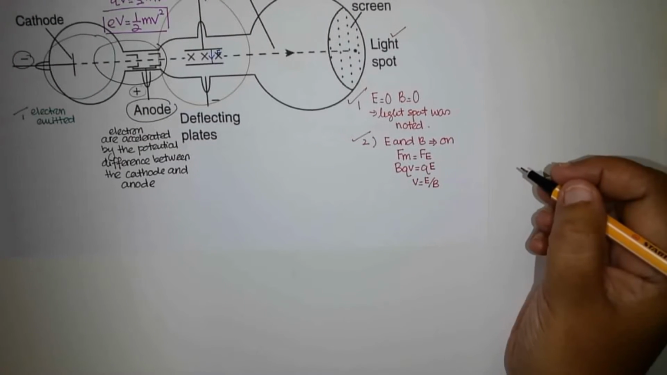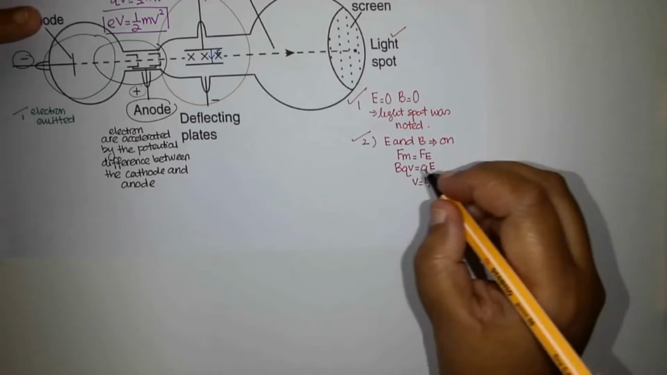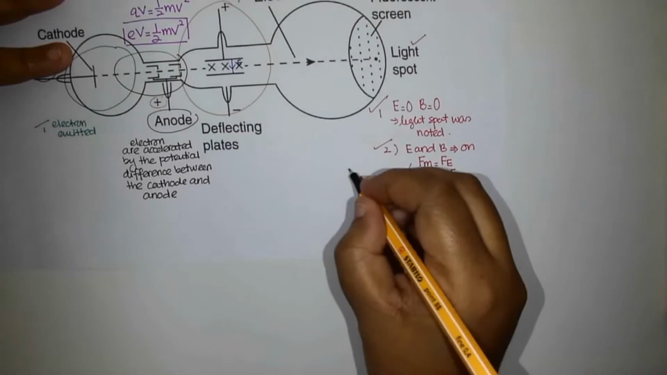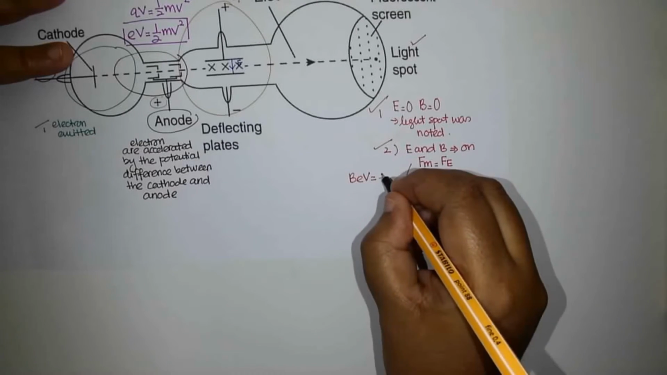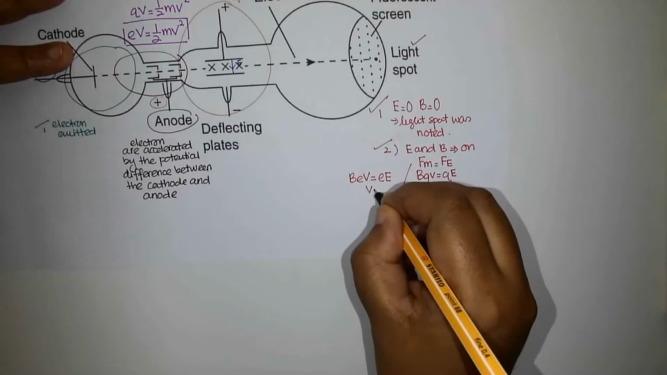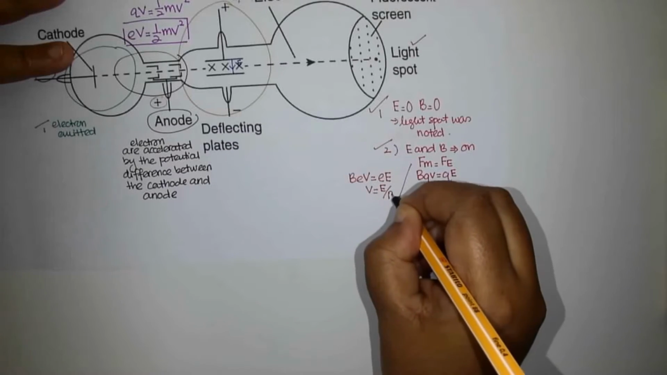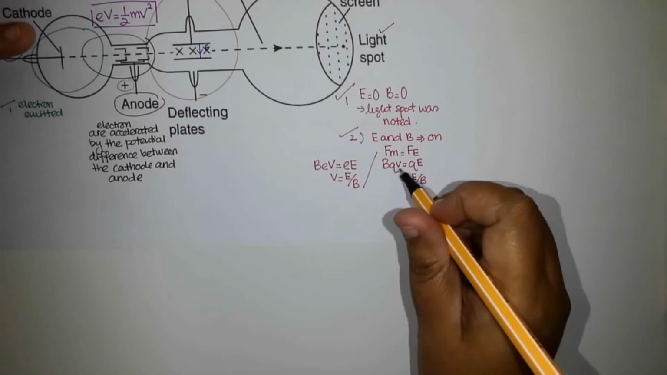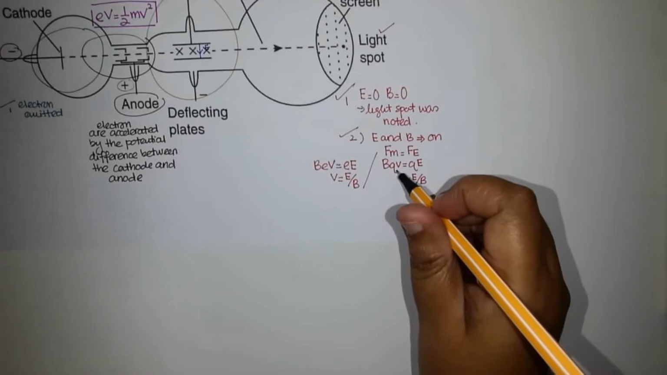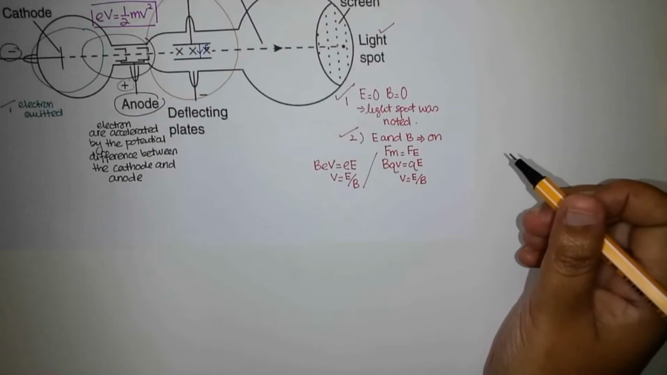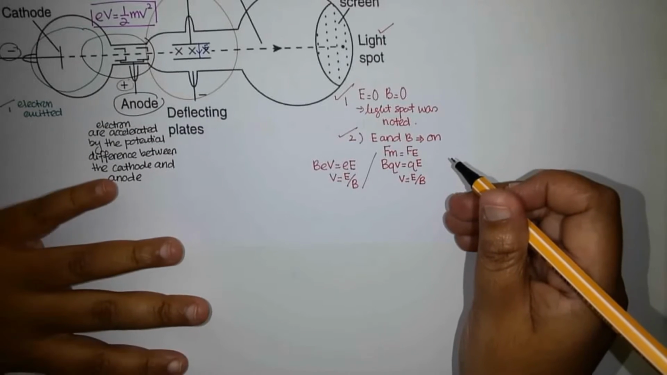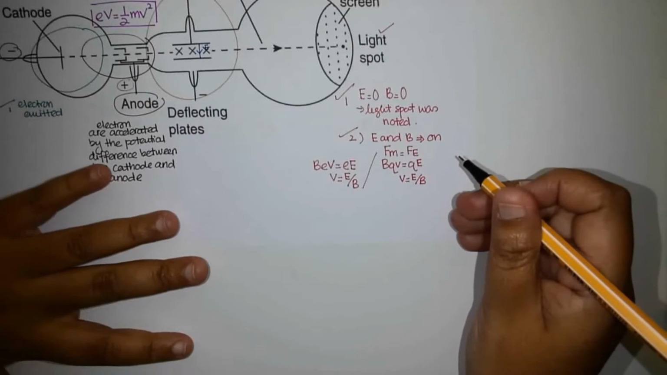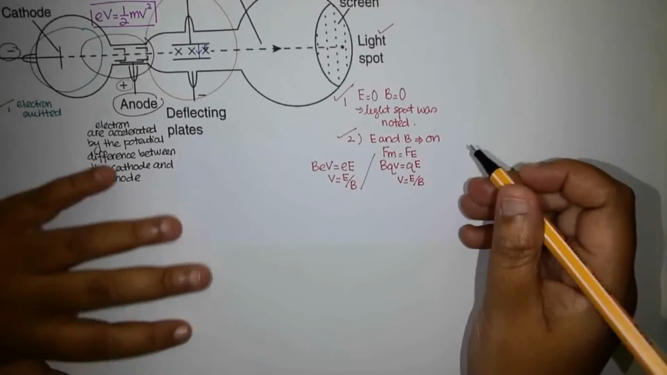If you don't want to put Q, you can also put BeV equals eE. So V equals E over B. Again, I explain the reason why I put Q: because I know it's a charge, a negative charge. But to be specific, you can just put a small e. So that is situation number 2.